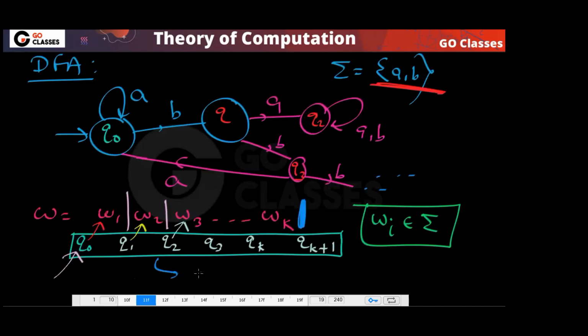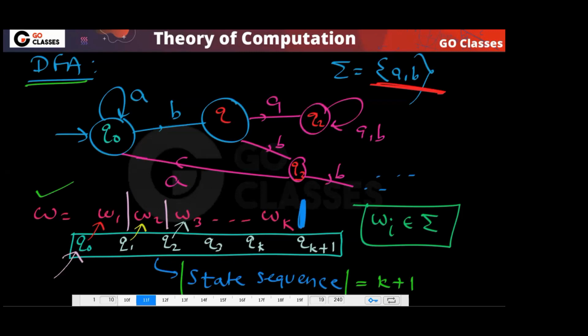And this is the state sequence. What is the length of this state sequence? That will be k plus 1. So DFA will go through a sequence of k plus 1 states. Every DFA, on every string of length k, will go through a sequence of k plus 1 states. So this is the idea, correct?